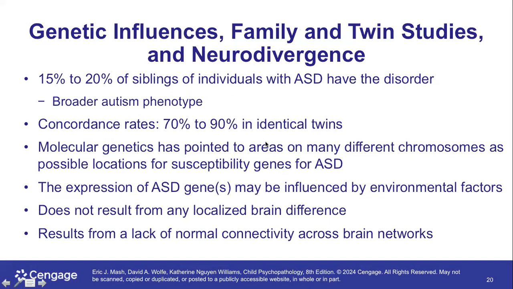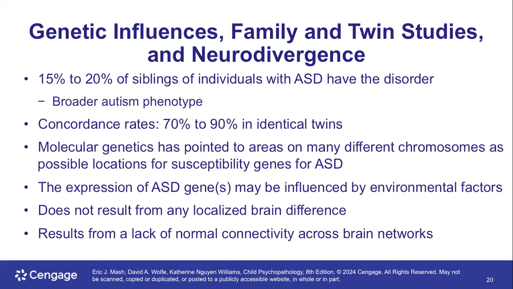So when we talk about other factors like family-related factors, twin-related factors, and so forth, we know 15 to 20% of siblings of individuals on the autism spectrum have the disorder. So we call this an autism phenotype, an outward expression. Now, in twin studies, identical twins, the rates are about 70 to 90%.